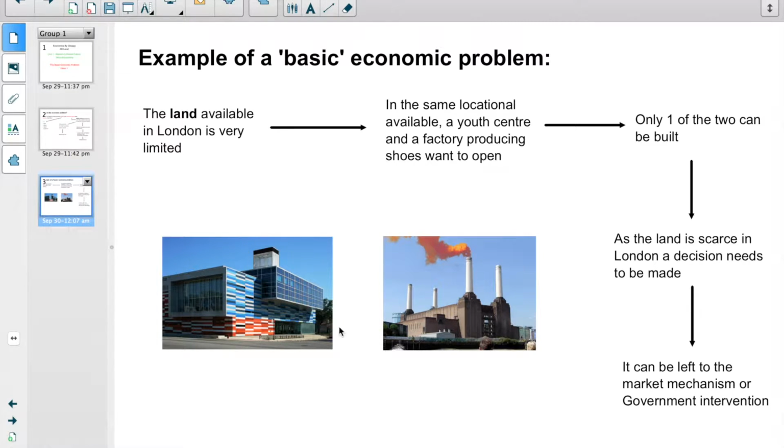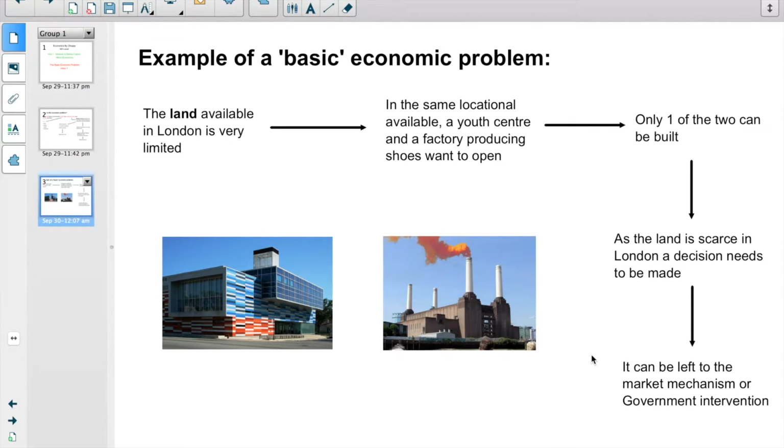So you've got a youth centre and a factory that both provide benefits. The youth centre is for children, or teenagers, or young adults to go with their friends to socialize. And then you've got a factory, on the other hand, which produces shoes for consumers to buy. So they both have their own benefits. Now, only one of them can be built. As in London, the land is scarce, this is where we need to make a decision. And like I said in the previous video, it can either be left to the market mechanism, so supply and demand, or government intervention.